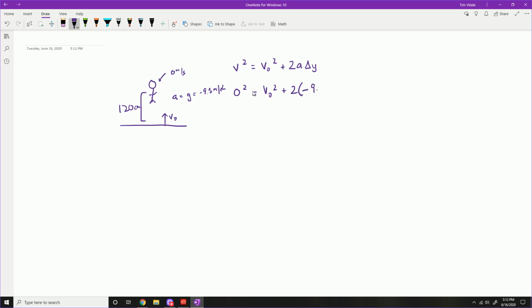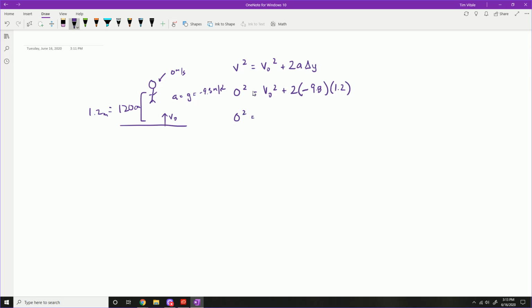So that's negative 9.8. And then delta y is 120 centimeters, except when we're plugging it into this equation, we need to make sure that it's in meters. So we'll put that into meters, which is 1.2 meters. The way that I did that was I just divided this by 100. Centi means hundredth, so 120 centimeters is 1.2 meters.